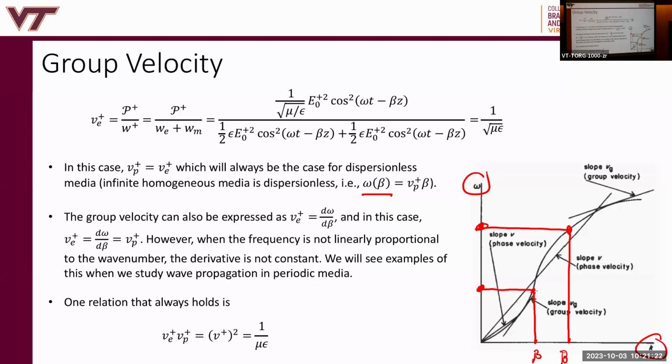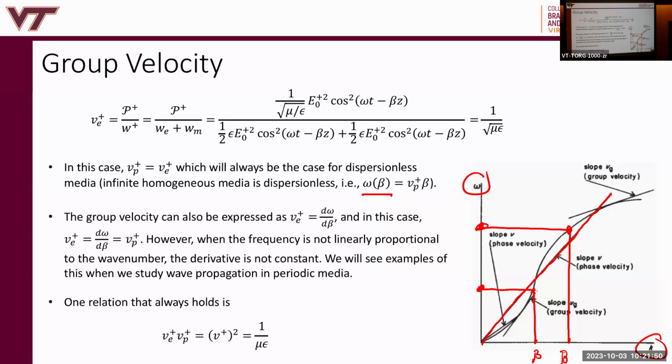This thing here is called a dispersion relation. Now, if this is a straight line, then there is no dispersion, right? As I increase frequency, the wave number increases linearly, proportionally. So there's no funny business going on when I change omega. It doesn't change the wave number non-proportionally.